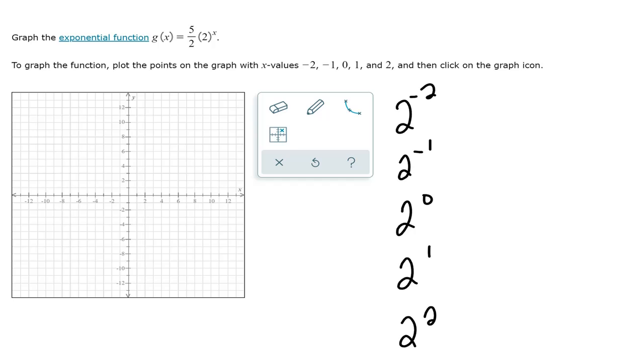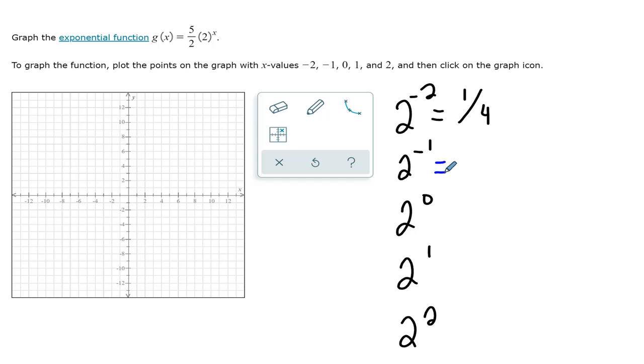This is a new topic, but the same process. In this problem, you're going to notice that the problem has a 5 halves in front of the 2 to the x. What we're going to do is the 2 to the x totally by itself first, and then we're going to multiply everything by 5 over 2. So I've got 2 to the negative second power, which, as we've seen before, is 1/4.